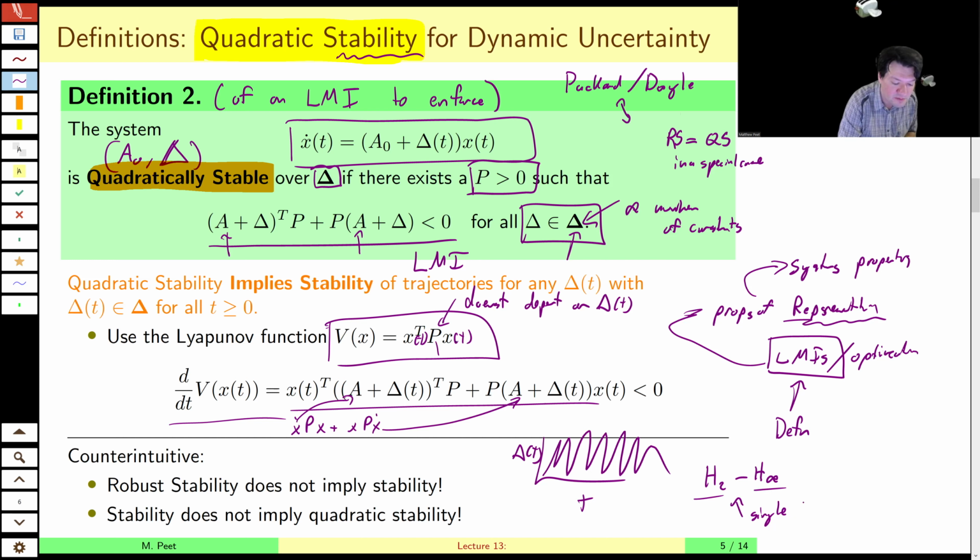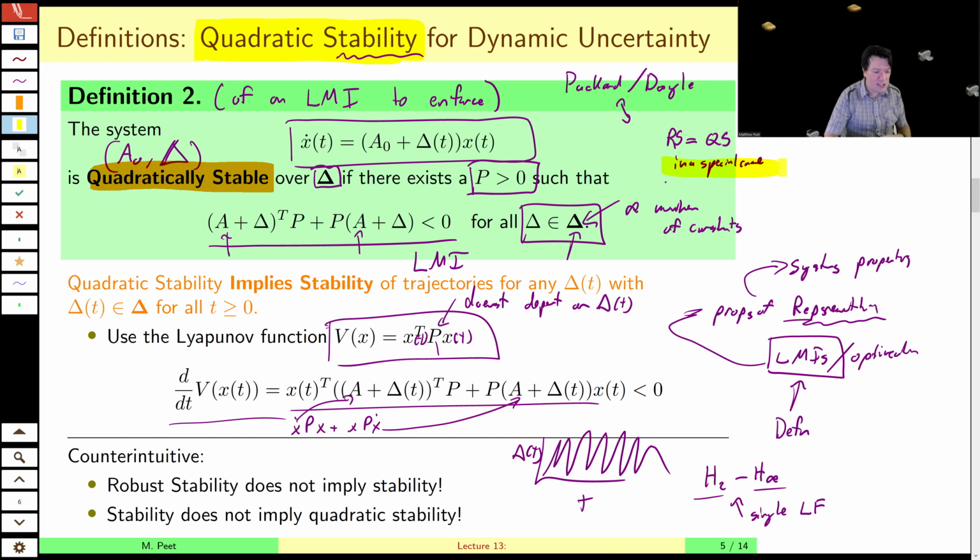So that's another case. So in general, aside from this very special case in Packard and Doyle, the concept of quadratic stability is not actually a concept of stability. It's an LMI. And that LMI, yes, it does enforce stability, but it's conservative, in the sense that there are certain systems, and I'll give one on the next slide, which are stable, but not quadratically stable, right? Even in the case of polytopic uncertainty, where we have no limit on the rate of variation, it's still conservative.